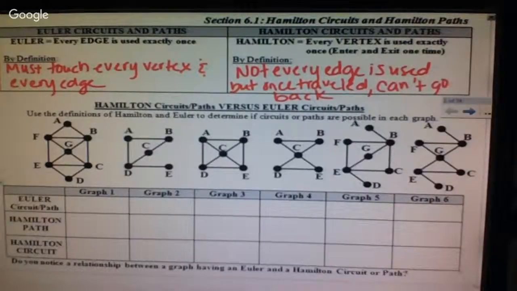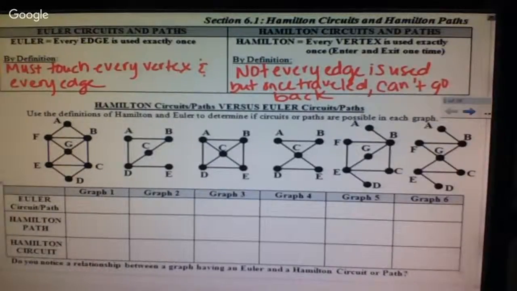The only thing that sucks about Hamilton, Euler had a really nice way to figure out if I had a path or a circuit. You could count the degrees and decide whether there was a path or a circuit. Hamilton doesn't have anything easy like that. So it's just about you trying to guess and figure out what you can do.